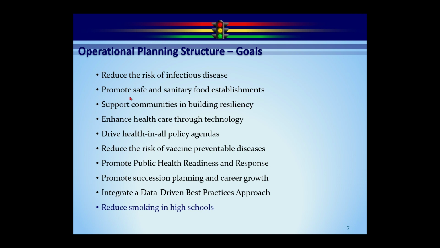schools. So when you look at a high-level goal, like for instance, reduce smoking in high schools, everybody understands what that means. That's pretty self-evident there. What it doesn't tell you is which high schools. It doesn't tell you by how much, and it doesn't tell you when we're planning on doing it. So the goals are high level.